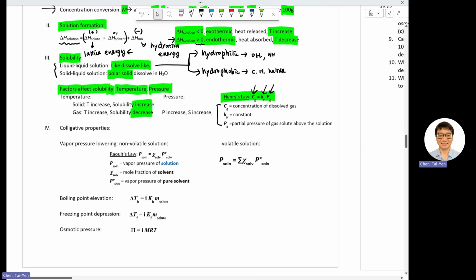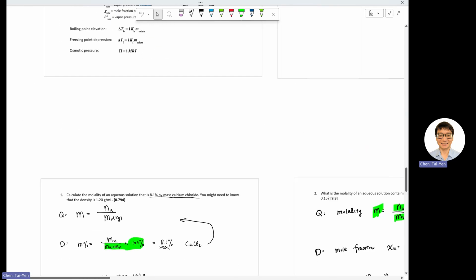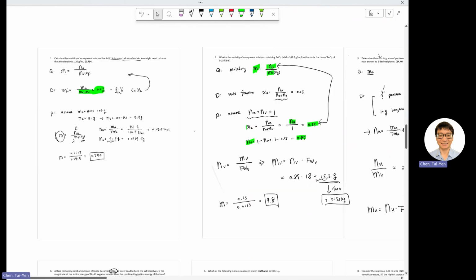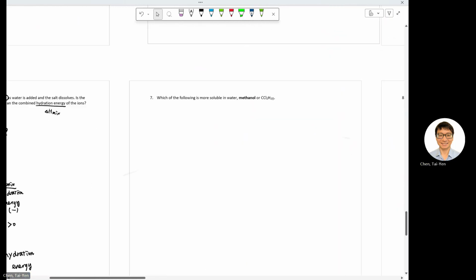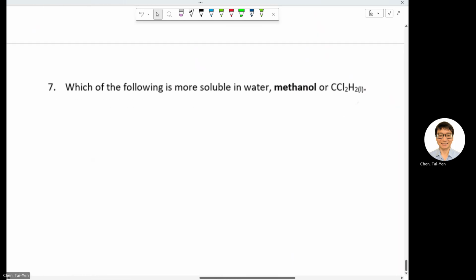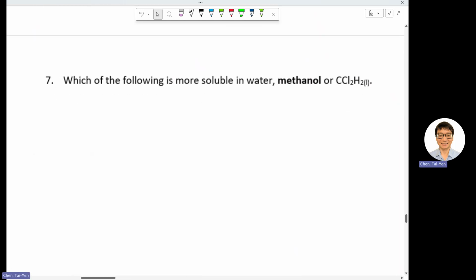Okay, so with this being said, then we can just go through a few more questions now. This is actually a very simple question. Which of the following is more soluble in water? The first one is methanol. The second one is CCl2H2.